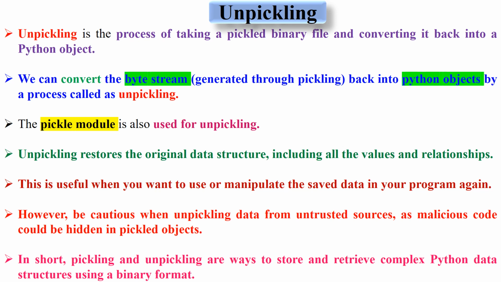However, be cautious when unpickling data from untrusted sources, as malicious code could be hidden in pickled objects. In short, pickling and unpickling are ways to store and retrieve complex Python data structures using a binary format.